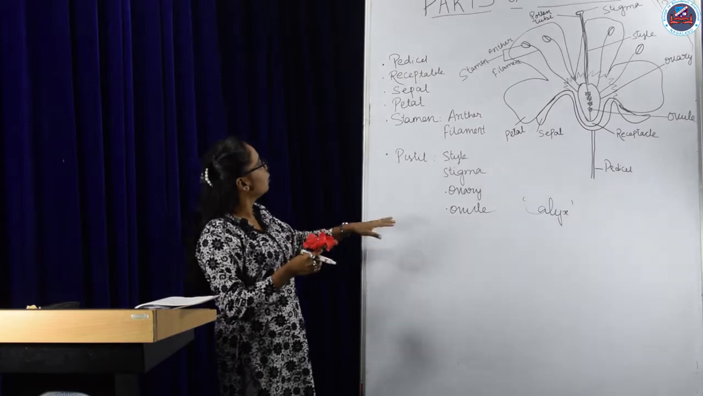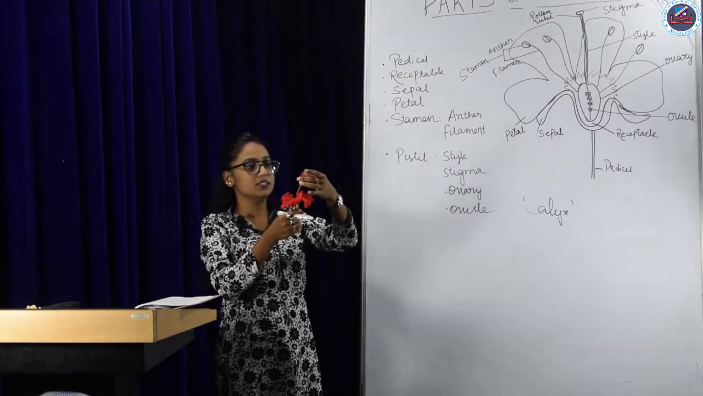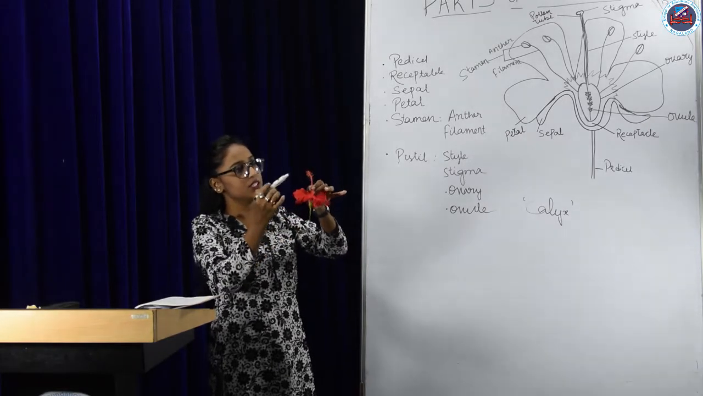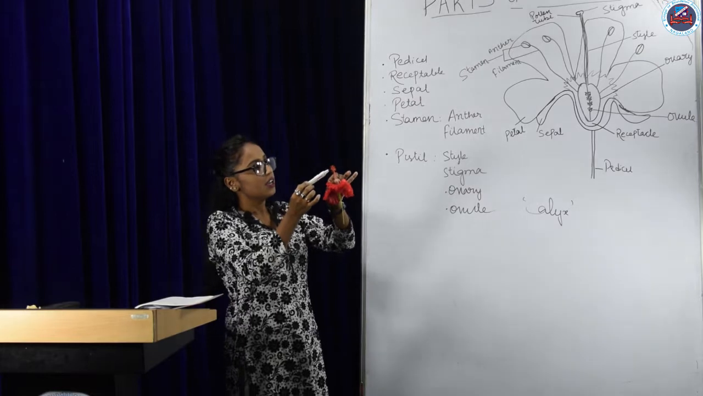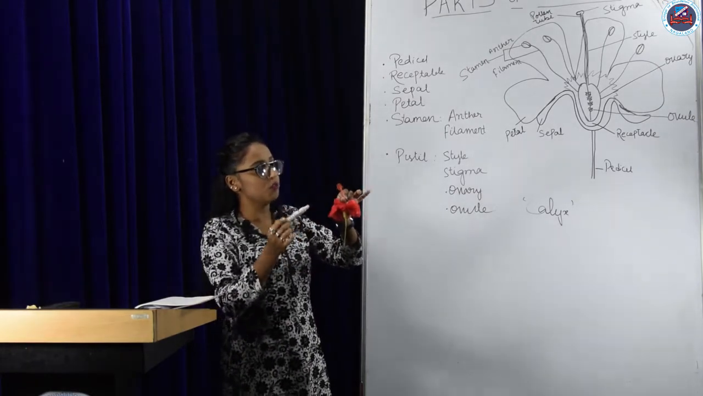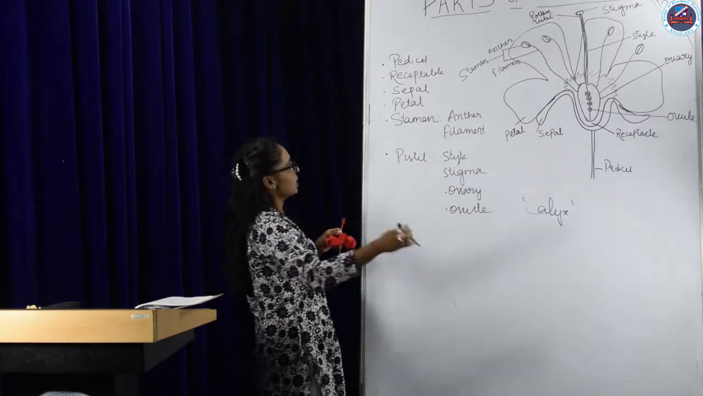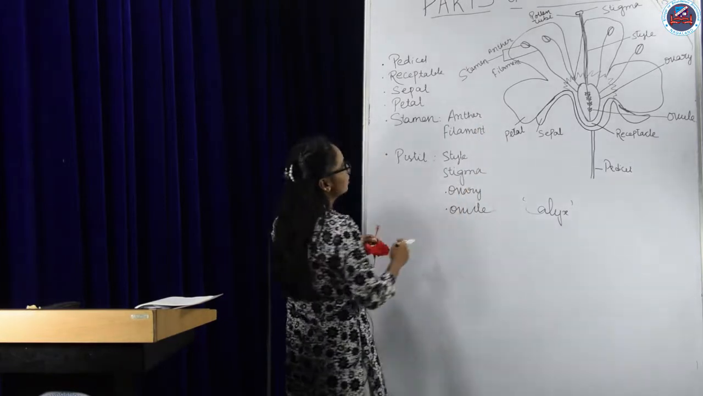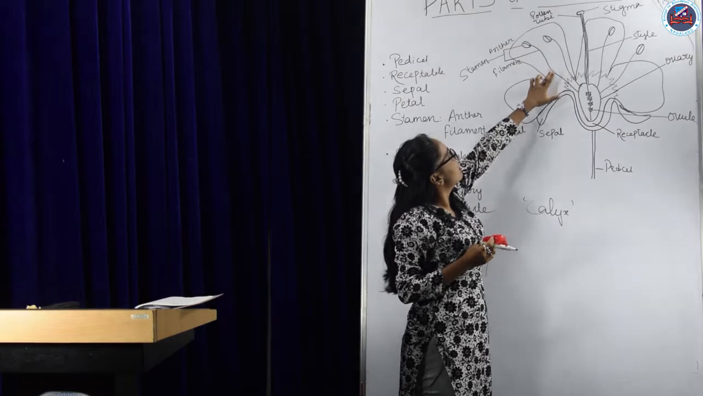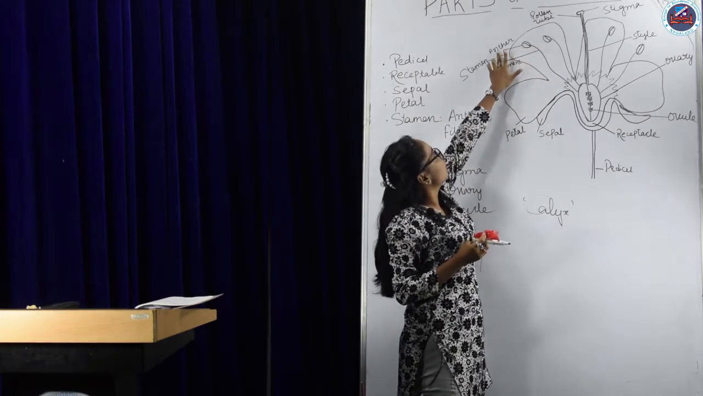Next, if we go above the petals, you will get this. Here you will find the male part. These are the stamens. They are the male parts of the flower. The stamens comprise 2 different parts, the filament and the anther. As you can see in the diagram, this is known as the filament, and the head of it is known as the anther.